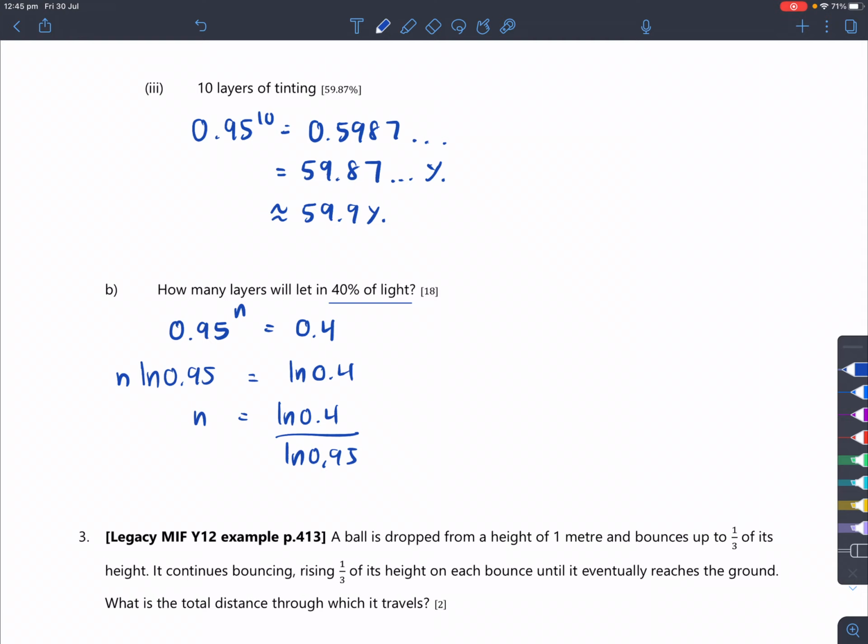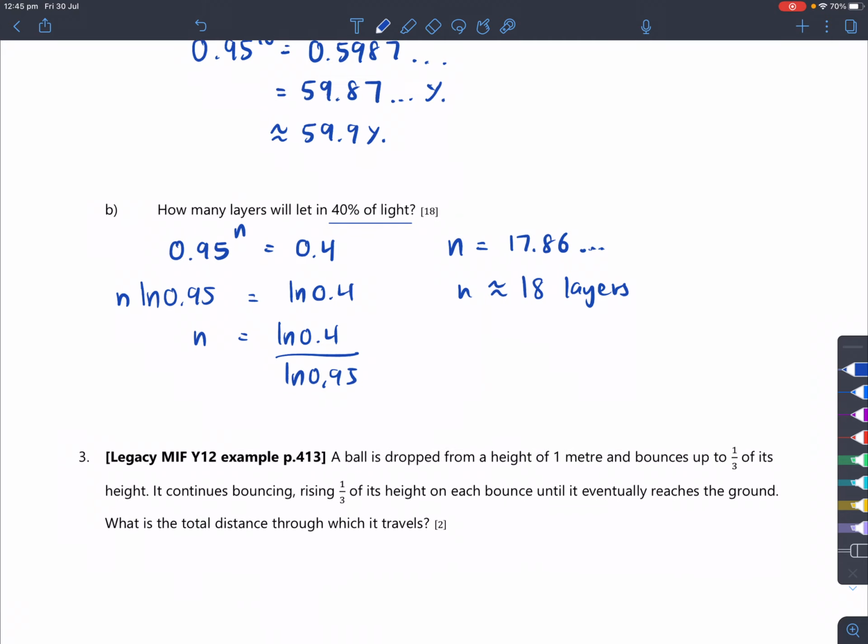Now that would equal 17.9 something, I think. Let me just double check. Yep, oh, that actually is rounded. So that actually gets you 17.86 something on your calculator. But to the nearest whole number, it will be 18. So 18 layers. Okay? All right.